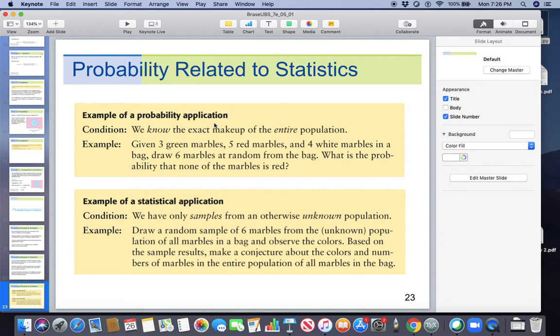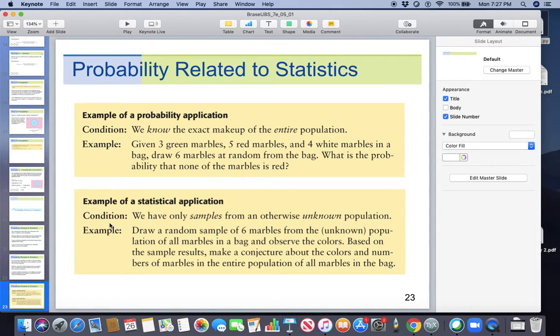Okay, so here is an example of probability application. Condition: we know the exact makeup of the entire population. Example: 3 green marbles, 5 red marbles, 4 white marbles in a bag. Draw 6 marbles at random from the bag. What is the probability that none of the marbles is red? This is a textbook case example of probability.